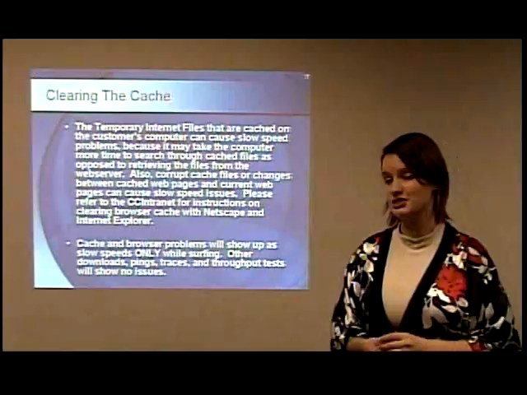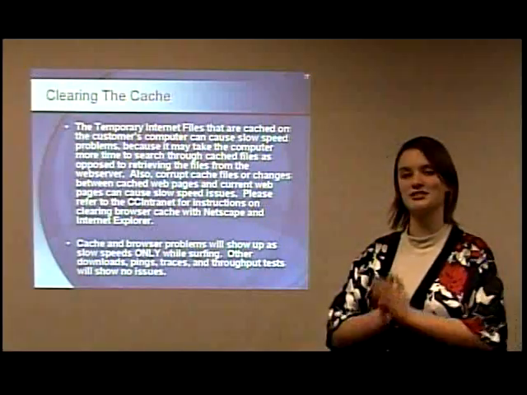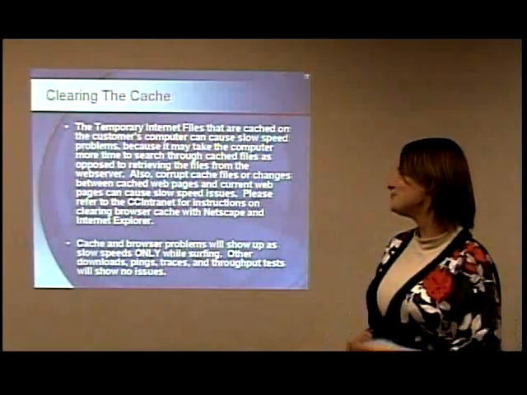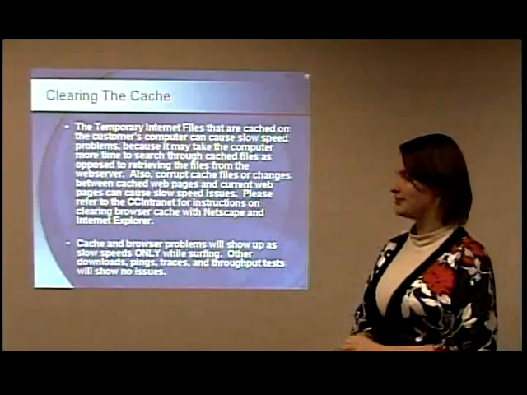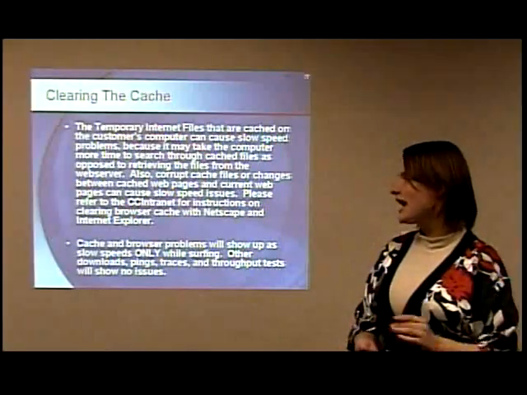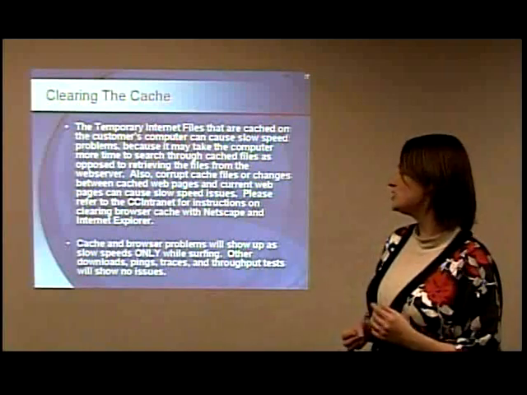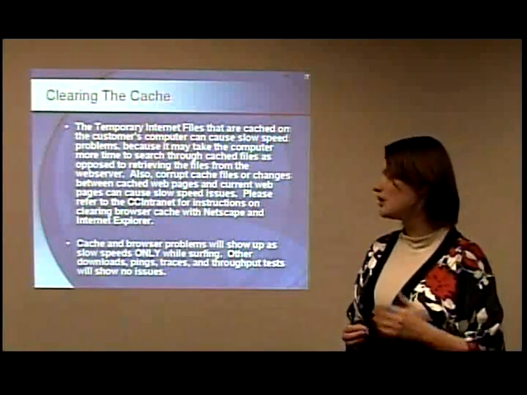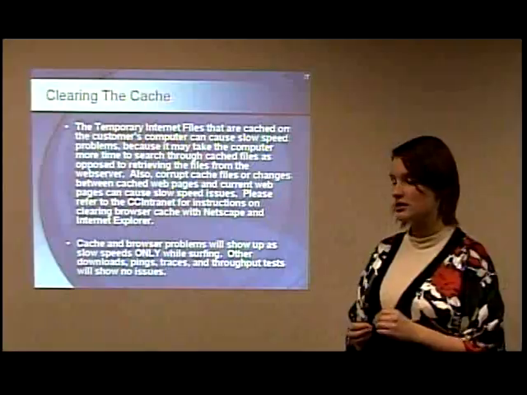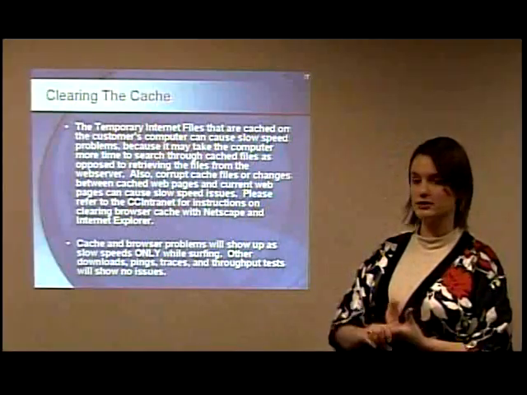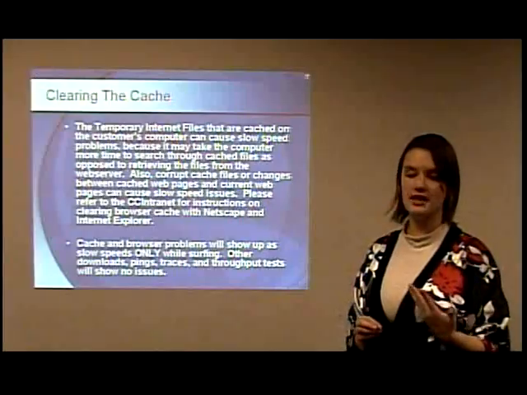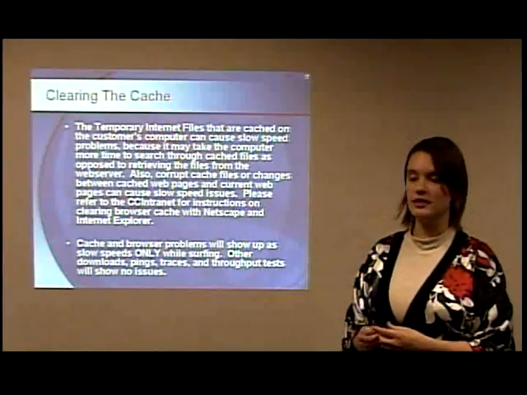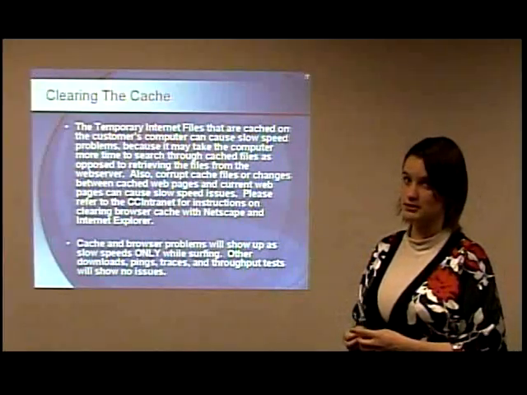We have instructions on CCI, remember that's your best friend, CCI, on how to clear browser cache in both Internet Explorer and Netscape. Another thing, cache and browser problems only show up as slow speeds while the customer is actually surfing the internet. So say you're doing other pings, traces, any other throughput tests, that's not going to show up as any indications of slow speeds.